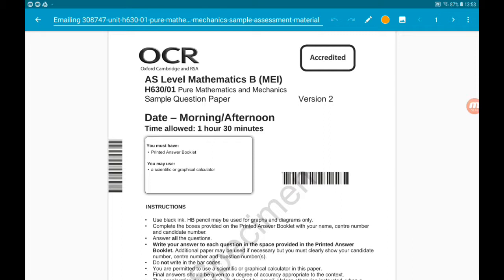which is Pure Maths and Mechanics. Everything we need for this paper is in one document, which will be linked down below. In this, you get the paper, the mark scheme, and the formula sheet.